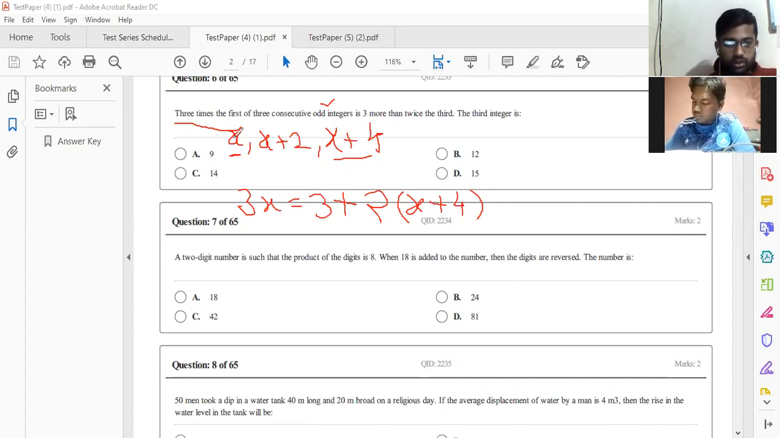Then substitute here, you will get all the integers. You need to calculate the third odd integer, x plus 4. If you solve this, you will get x is equal to 11. And you need to calculate the third integer, that is x plus 4, meaning 11 plus 4, which is 15. So your third integer will be 15. Option number D.